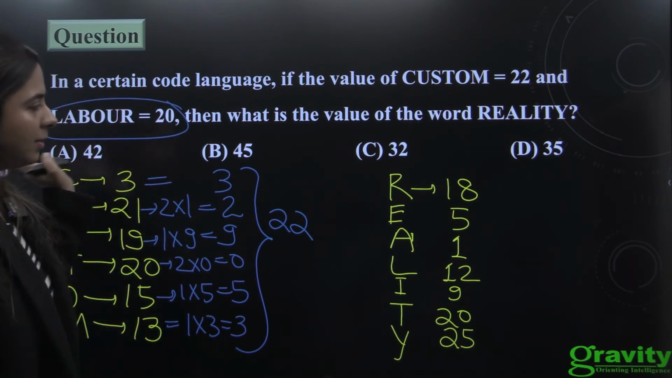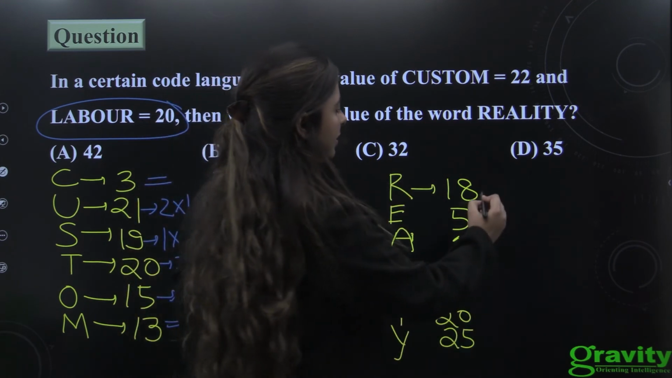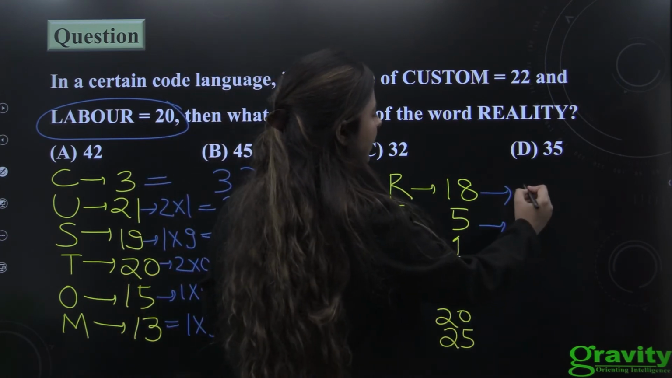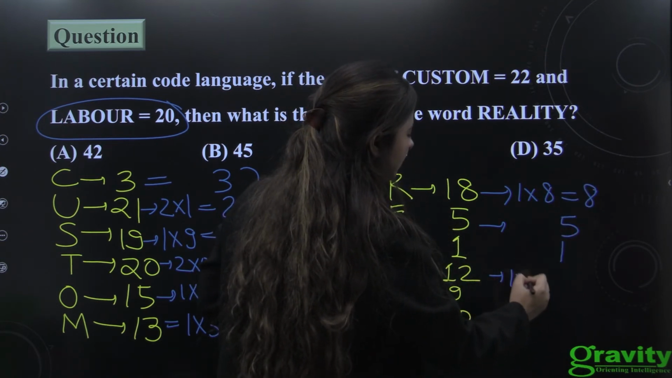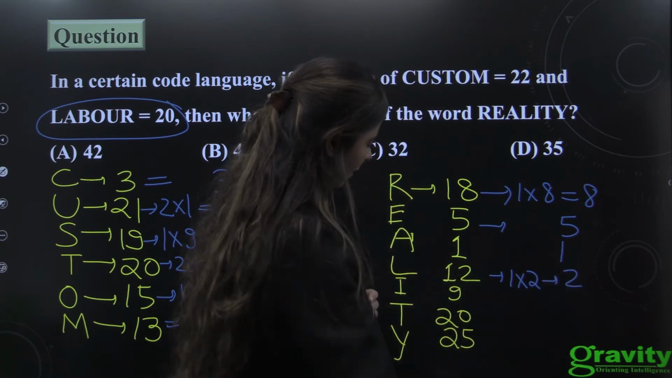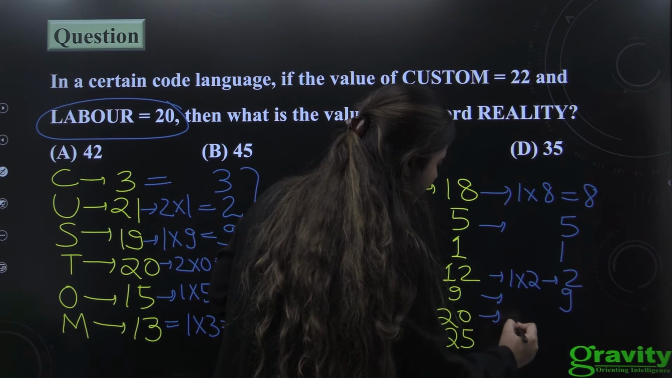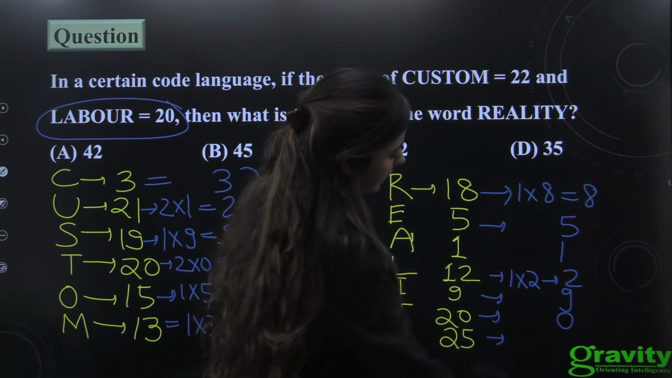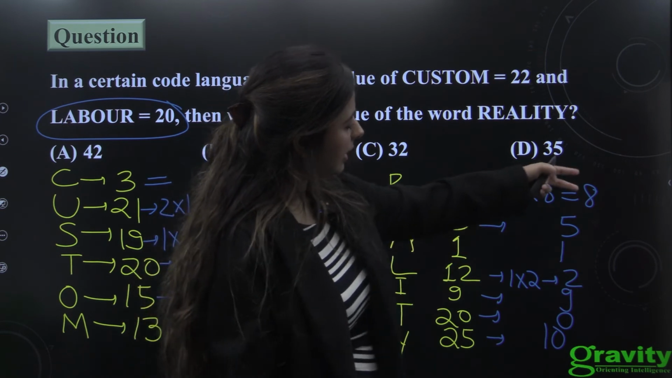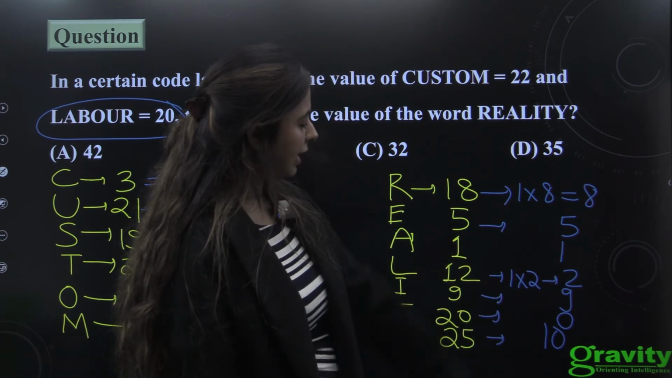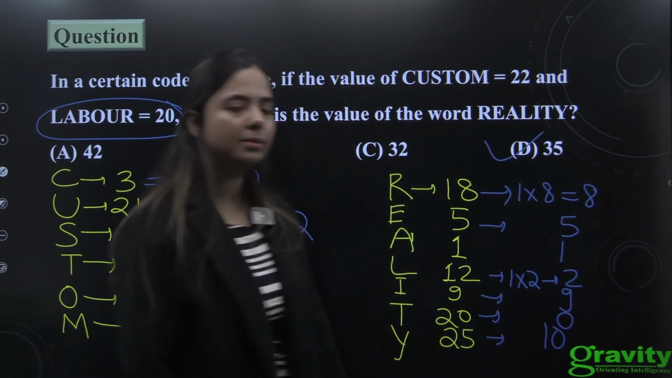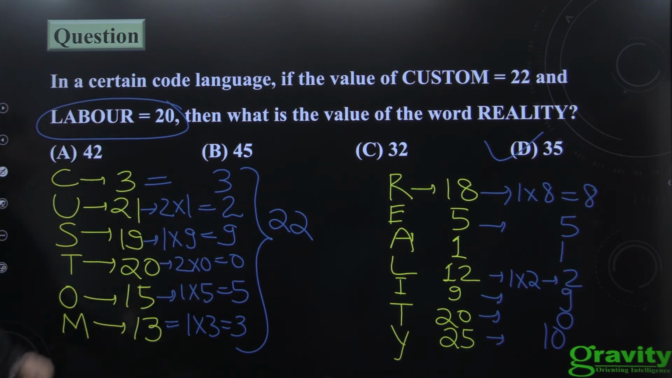Similarly, 20 will come for labor. Now for our word reality, 1 into 8 is 8. And then 5, 1. 1 into 2 is 2 again. 9. 2 into 0 is 0. 2 into 5 is 10. 8, 5, 13, 14, 15, 16, 10, 26, and 4 and 5, 35. 35 is the answer. Clear, everyone? Yes, sir. Note it down. Okay.